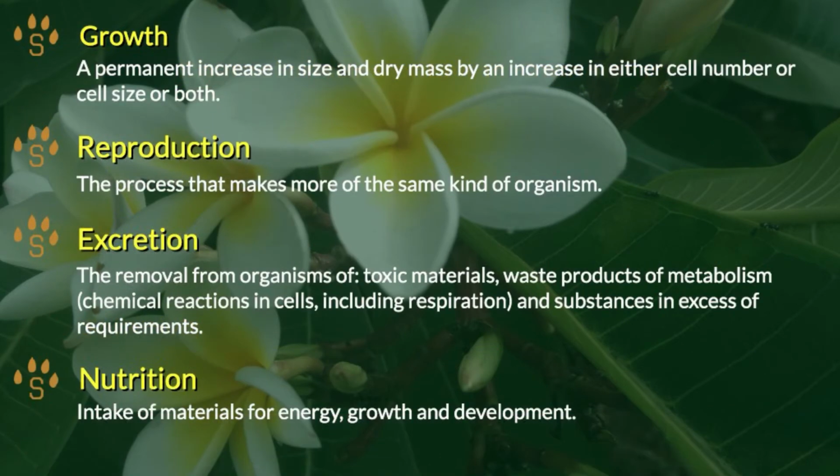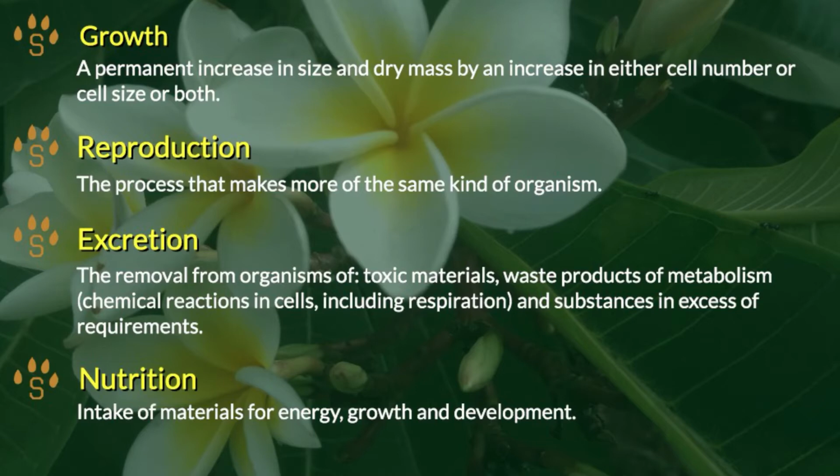Now we are on Gren. So the fourth characteristic is growth, which is a permanent increase in size and dry mass by an increase in either cell number or cell size or both. Then we go on to reproduction, which is the process that makes more of the same kind of organism.